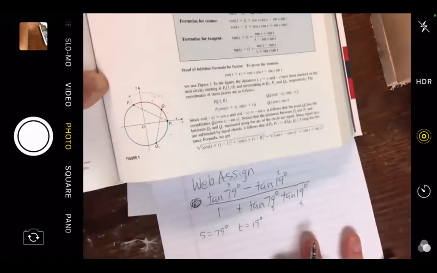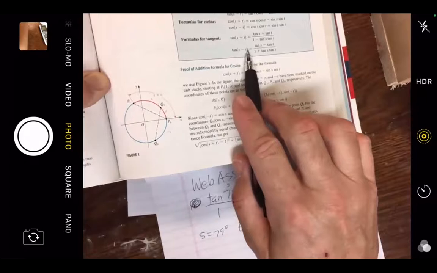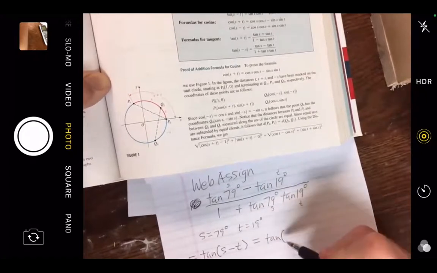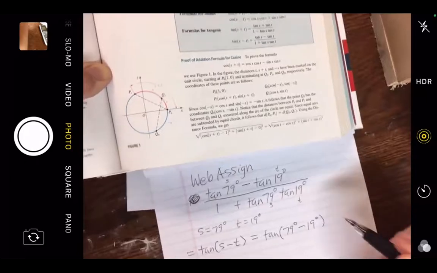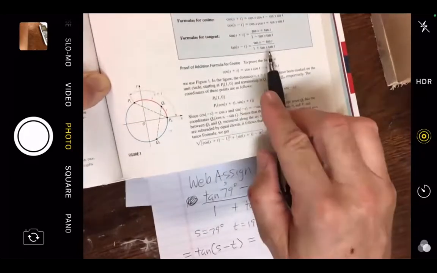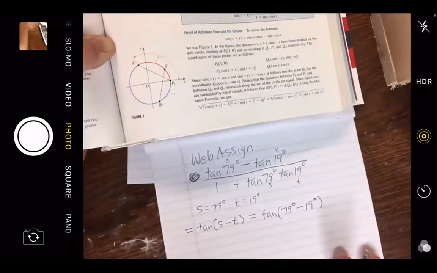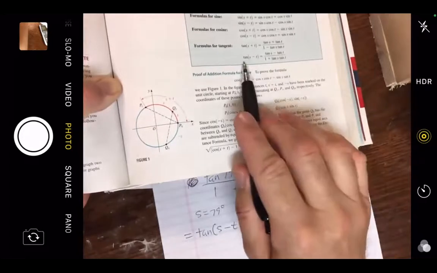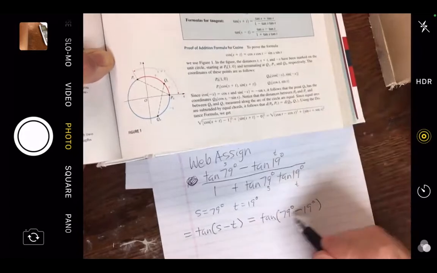So this is going to be equal to tangent of S minus T. I'll use S's and T's first, and then that would be tangent of S, which is 79 degrees, minus T, which is 19 degrees. You're kind of using the formula backwards. It's kind of like plugging in. You're not really doing too much math. They gave you this whole right side, and you just have to plug in on the left side, which is a lot simpler. Well, then it's just a matter of simplifying.